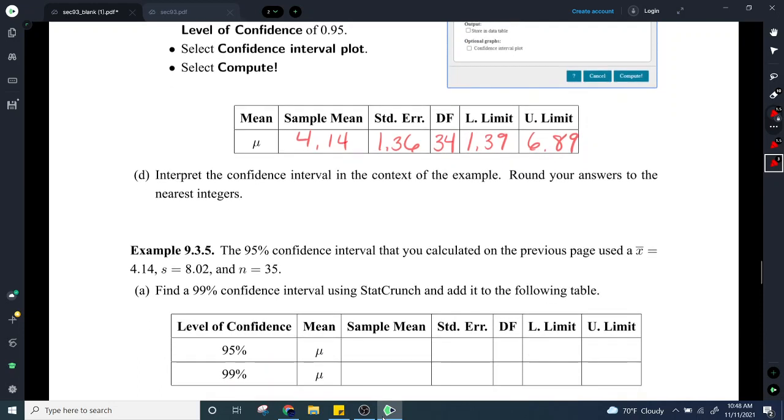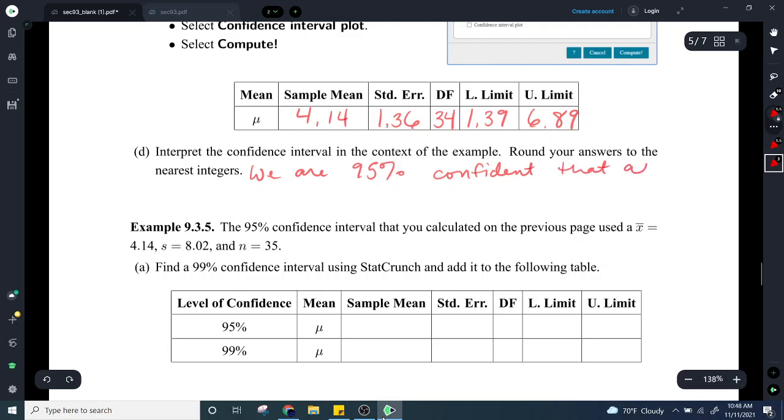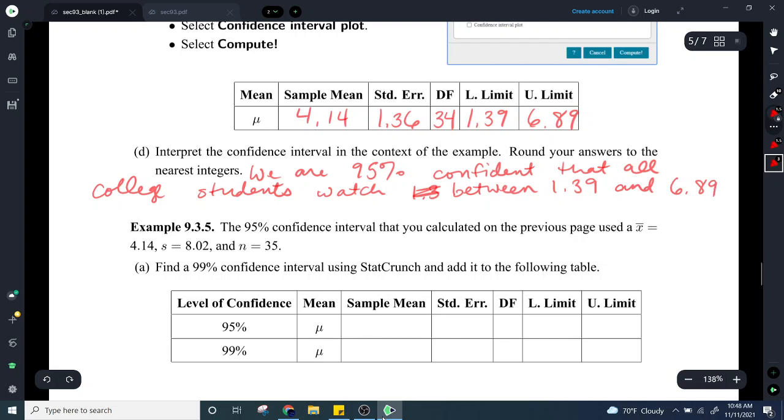We're interested in looking at how many movies on average college students watch in a given month. So we're going to say we are 95% confident that all college students watch between 1.39 and 6.89 movies on average per month.